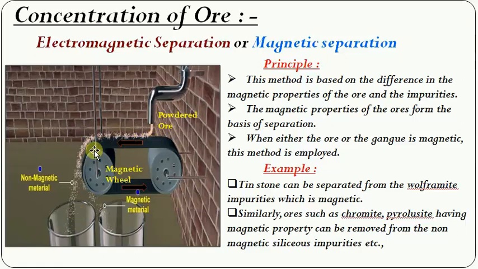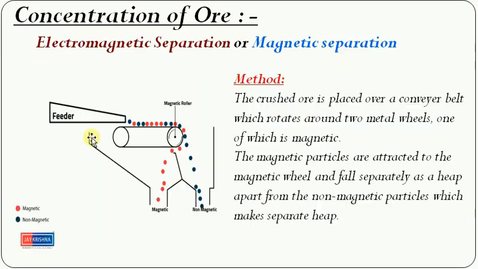The movement of the conveyor belt will be in this direction from right to left, but when it goes down it goes from left to right. It's a very simple idea, my dear children. Let us see the method, which you can see clearly here. The crushed ore is placed on the conveyor belt through a feeder, which rotates around two metal wheels, one of which is a magnetic one.